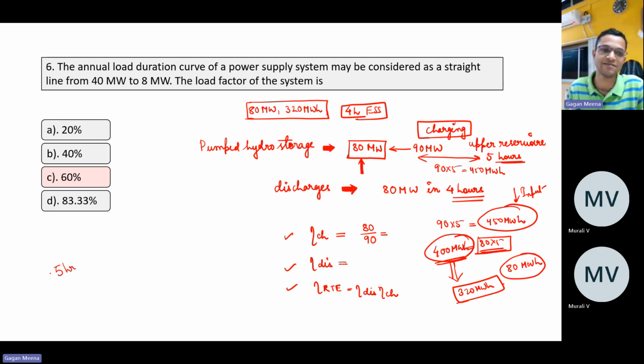You have charged it. I have charged it, not discharged it. Okay. How can I calculate the charging efficiency? Is there any charging efficiency for it or not? You have charged it for 5 hours. The same question: 90 megawatts, 5 hours. But it is not discharged, so the efficiency will be the same, right? It will be 400 by 450, which is 8/9.